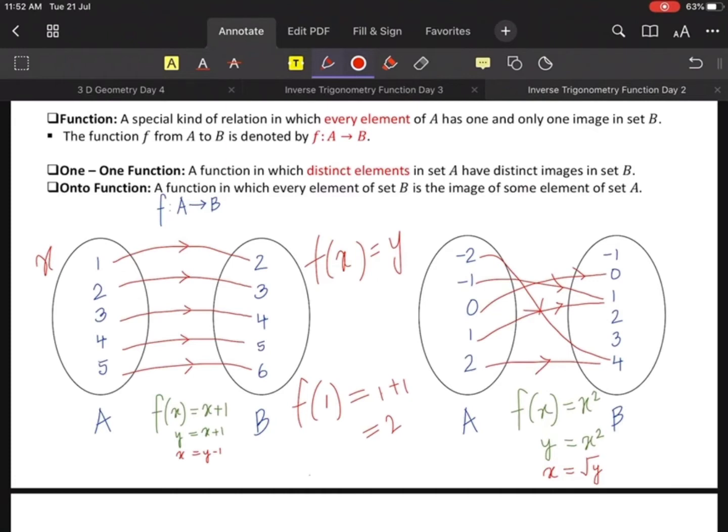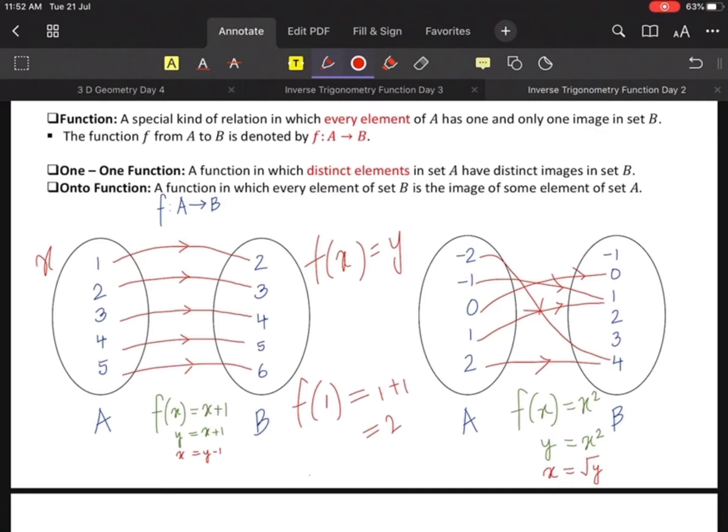Understood? Okay. Now let's look at the second function. Can you tell me, is it 1-1 or not? The second function is not 1-1. Why? Because -2 and 2 have the same image. Understood? -1 and 1 have the same image. Here the function is f(x) equal to x square. -2 whole square is 4. I hope everybody knows this. So y is equal to x square. Clear? And this x is equal to root y we will discuss later.